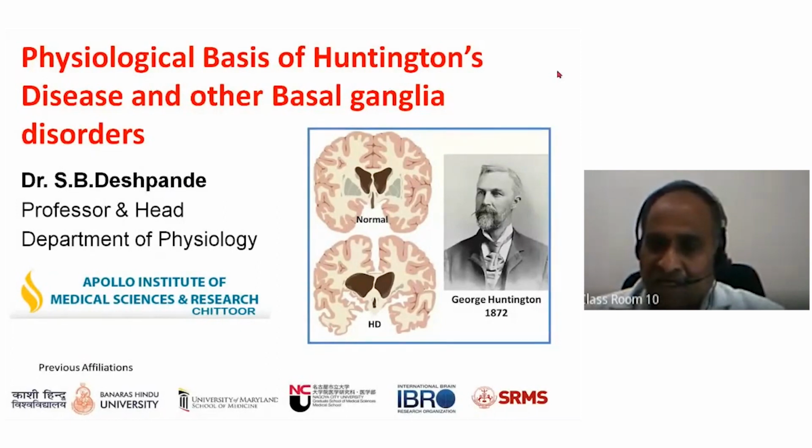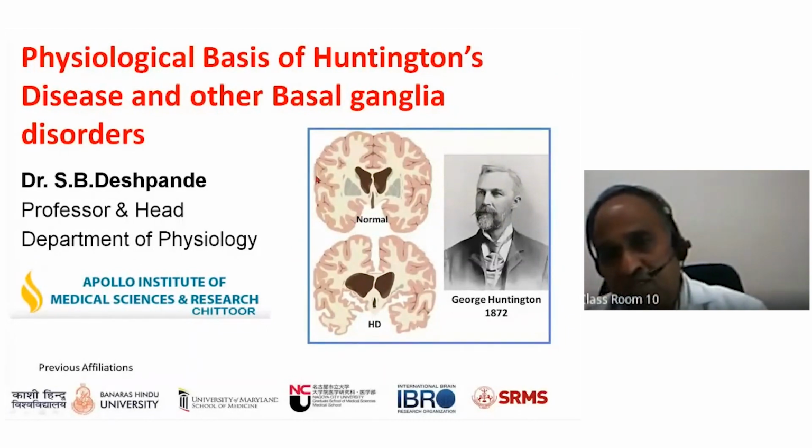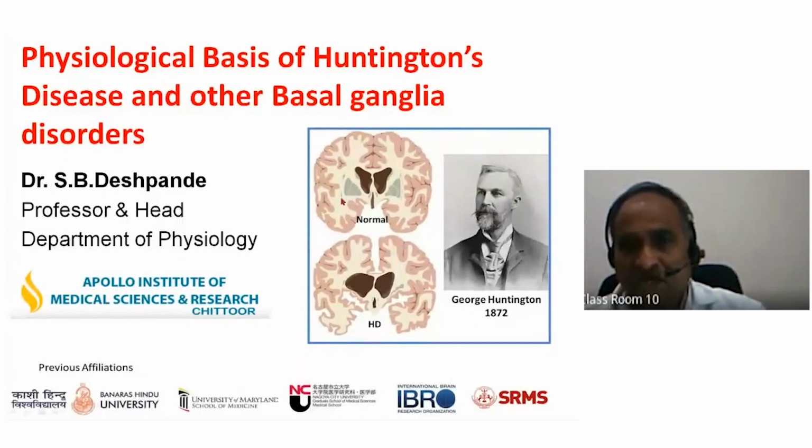And on the left-hand side, we have here the coronal section of the cerebral cortex, showing the normal pattern of the various parts, especially the basal ganglia parts. You can see this is a basal ganglia, this is a putamen and globus pallidus externa, interna, and caudate and thalamus somewhere here. In case of Huntington disease, how does it look?